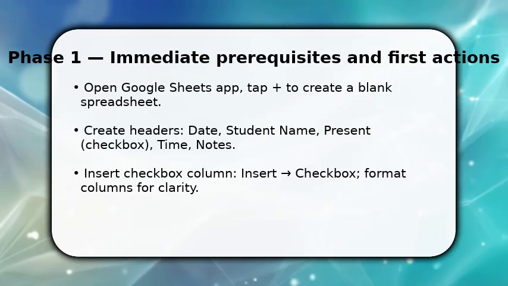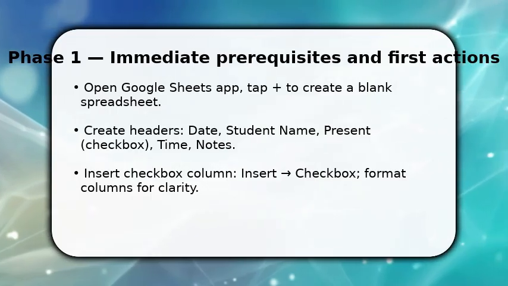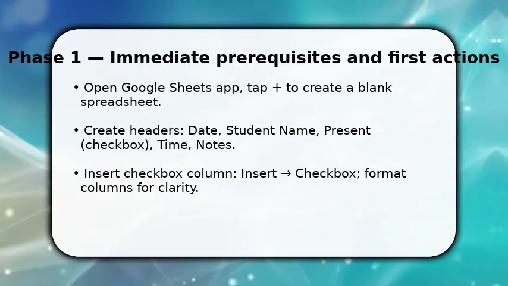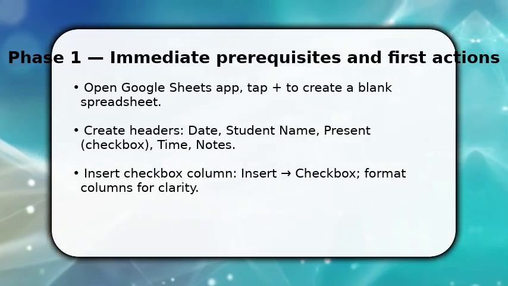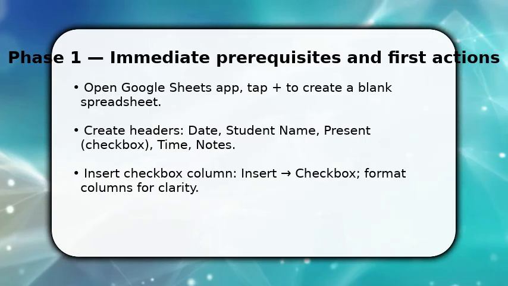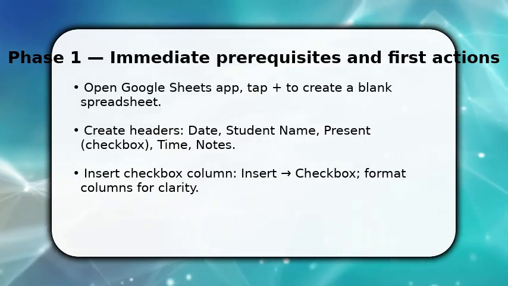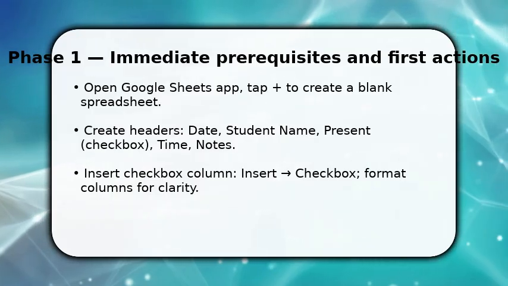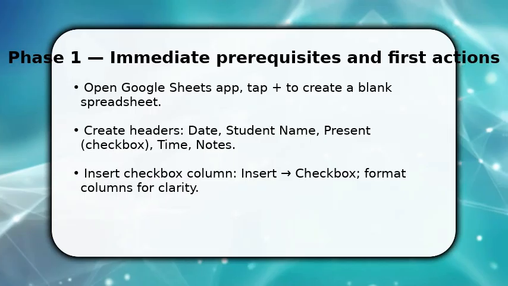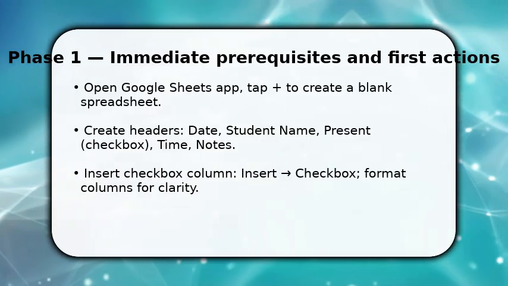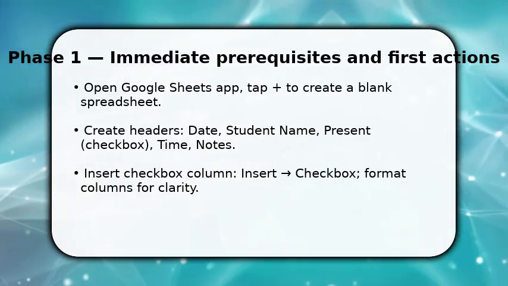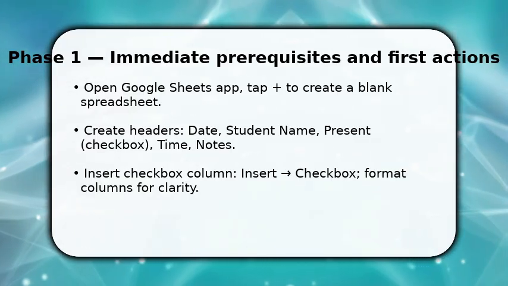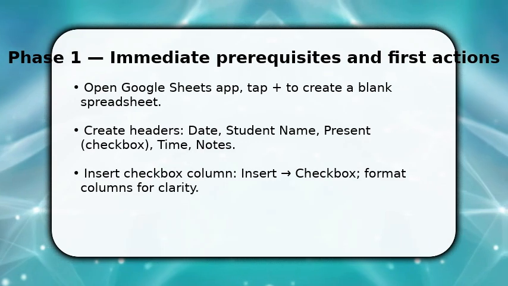You start by creating the structure. Open the Google Sheets app and make a blank file. Once open, add clear headers: date, student name, present (use a checkbox), time, and notes, so entries are consistent. Next, insert checkboxes for the present column using Insert, Right Arrow, Checkbox. This gives you quick true/false input. Make sure you set the date column format to a short date and widen columns for mobile readability. Doing this first saves time and avoids messy edits later.